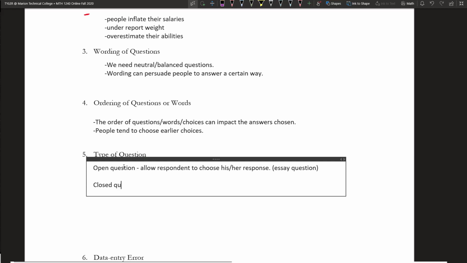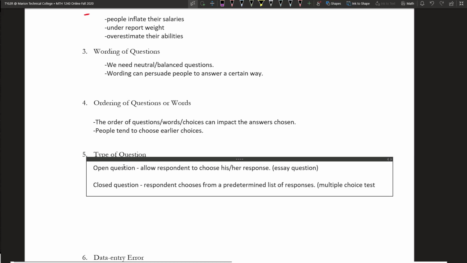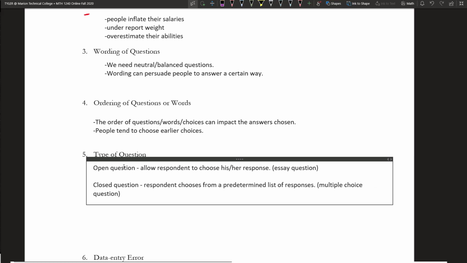Where a closed question, the respondent chooses from a predetermined list of responses, right? Think like a multiple choice test, right? So that'll help you remember the difference between those two.